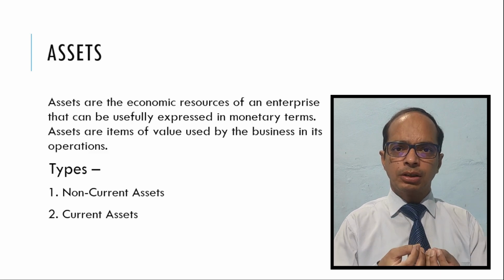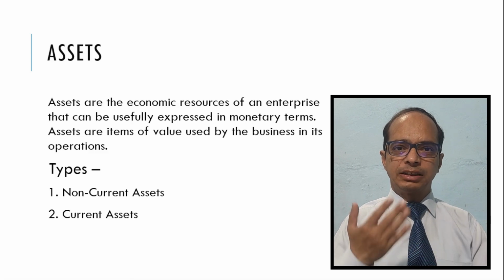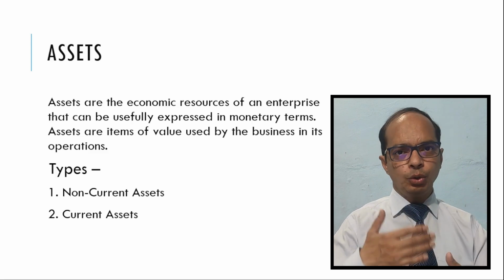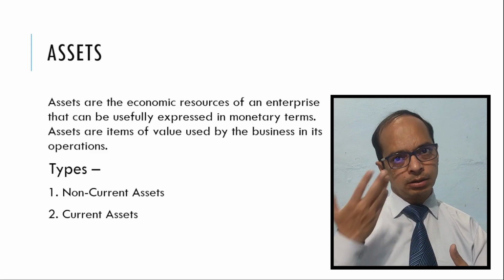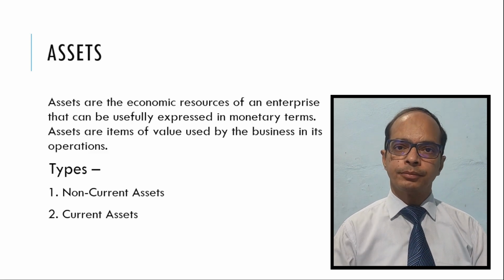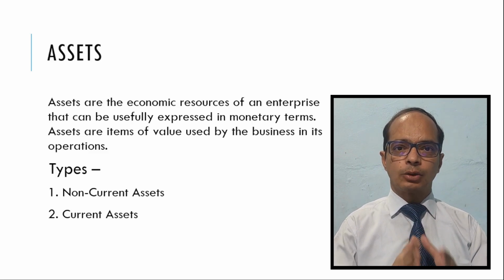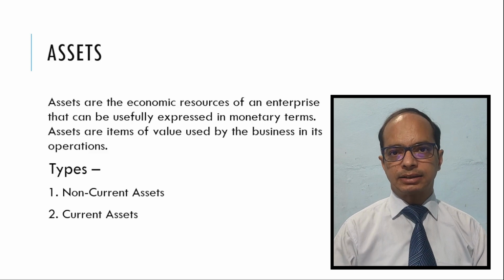We have some cash. We can use that cash for purchasing goods. If goods are available on a particular date, that is known as stock. After selling that stock, we will recover the cash. Again, that cash will be used for purchasing more goods. Means there is a proper circulation of that. That's why these assets are known as current assets.